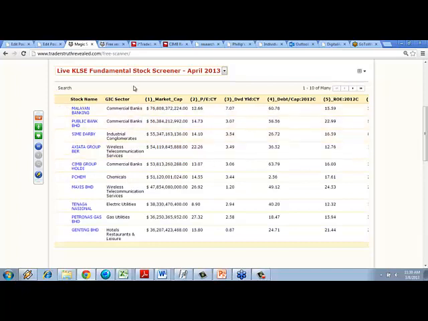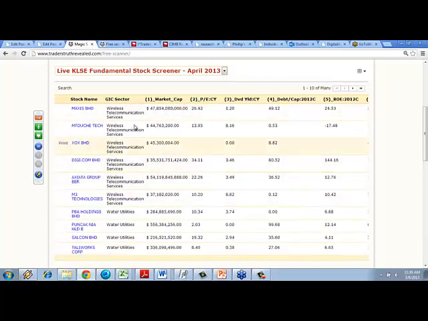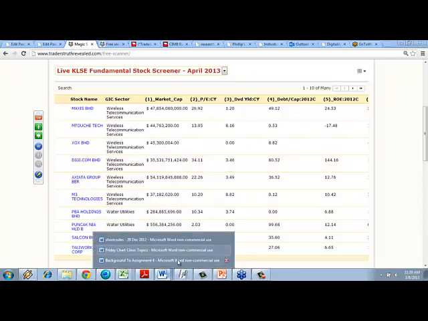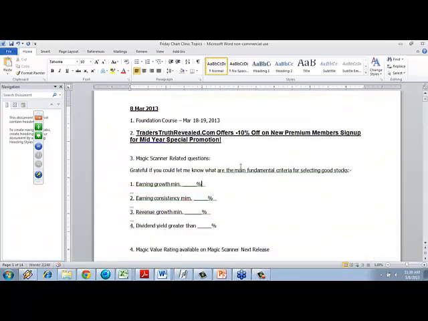Now we have the sector in here. You could actually sort out the sector, which in the past you were not able to do. So you can do this and you can actually sort it out. So that's one thing great about it. The Magic Scanner is available for the premium members and also for those on the free trial sign up, that's for 2 weeks.